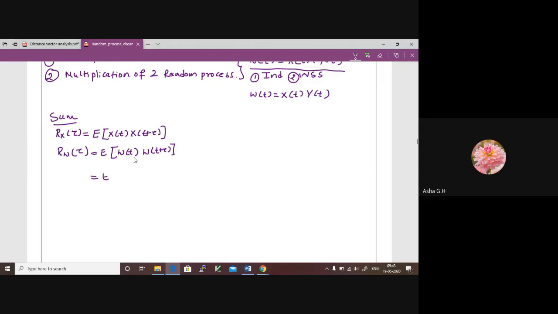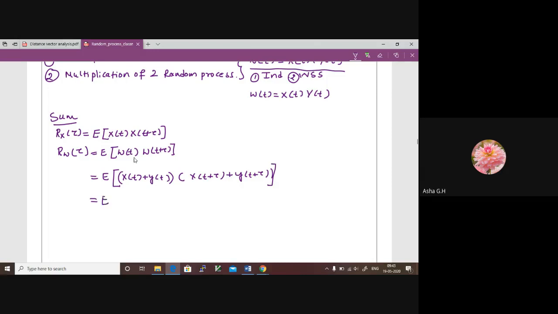Now we know that the expectation of, we just substitute what is W of t. W of t is x of t plus y of t. Okay, so this is one part. And again we have W of t plus tau. So this will be x of t plus tau, plus y of t plus tau.